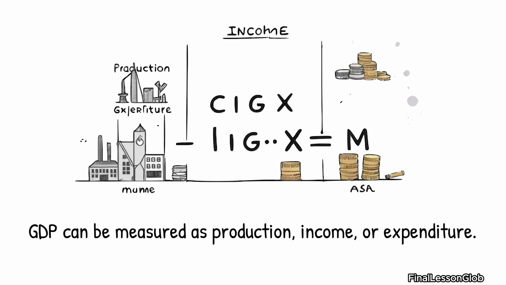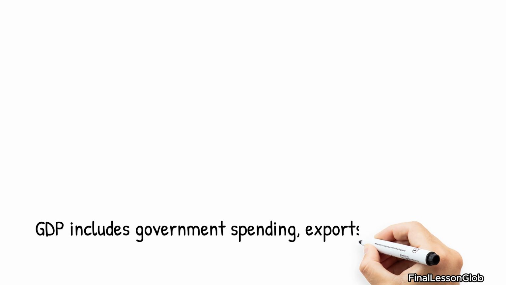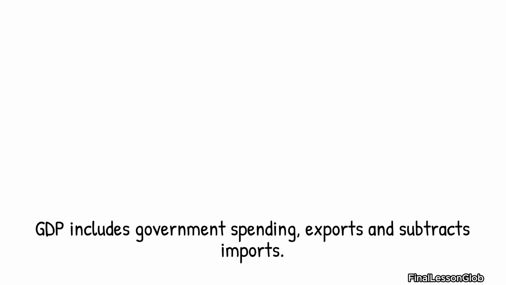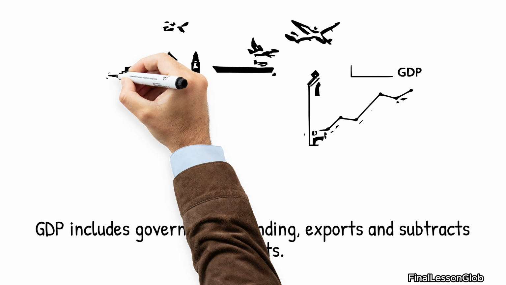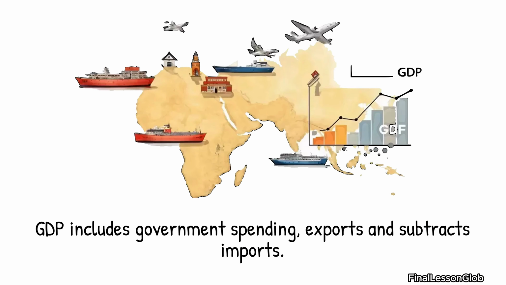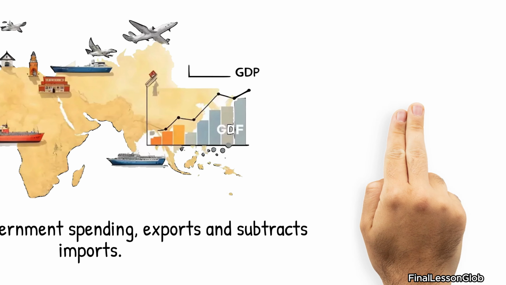GDP equals C plus I plus G plus X minus M, where C is consumption, you buying stuff. I is investment, businesses buying machines or building stuff. G is government spending on roads, schools, and military parades. X means exports, stuff we sell to other countries, and M means imports, stuff we buy from them. Exports add to GDP, imports subtract, because GDP is about what's made here, not what's just bought.